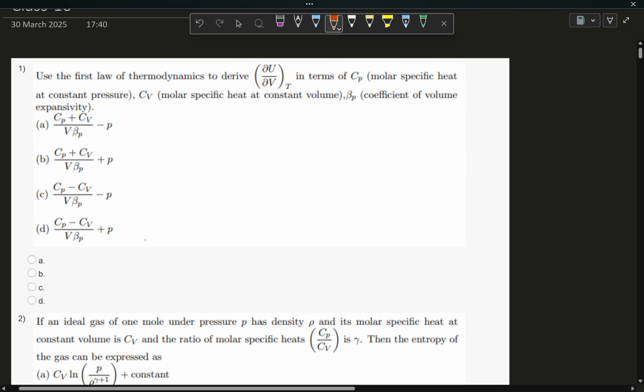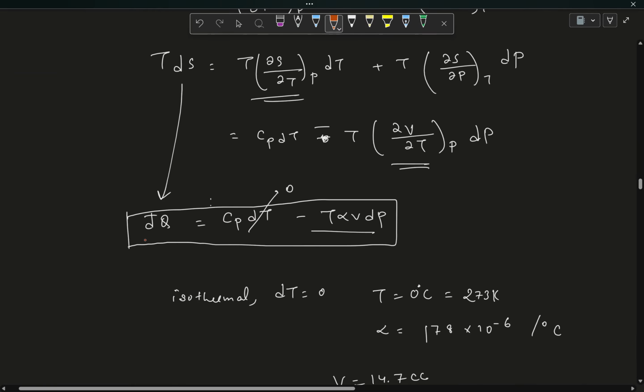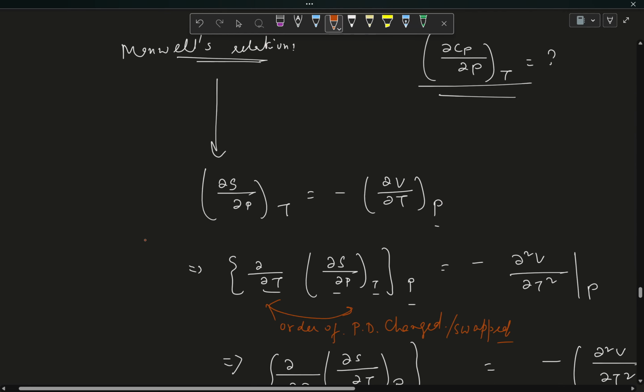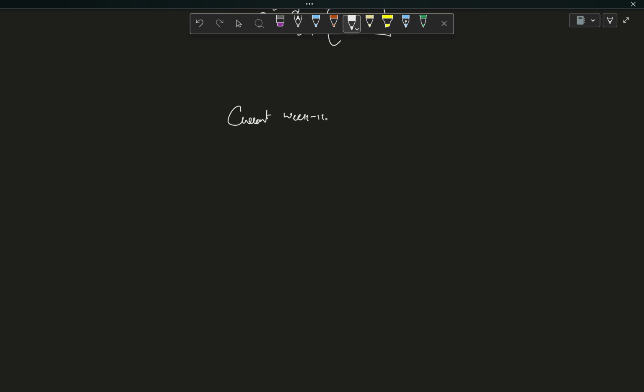We will solve that. So question number 1 is again del U del V at T constant. You have to calculate it in terms of Cp, Cv and beta P. Beta P is the volume expansivity. So instead of alpha, they have now given you the notation as beta P. So let us solve that. This is the current week 10 problem set, question number 1.